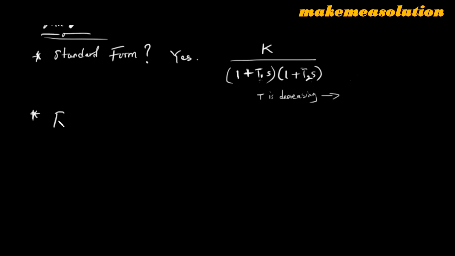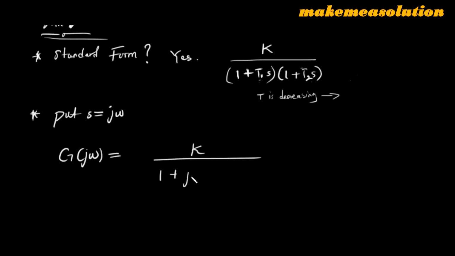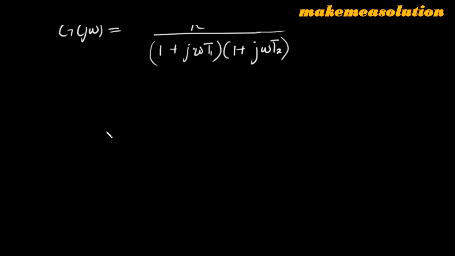Okay, so the next step is to put s equal to j omega. So when you put s equal to j omega, your G(j omega) is now going to be K into (1 + j omega T1), then you will now have (1 + j omega T2). So we have replaced s with j omega. So that's the next step.